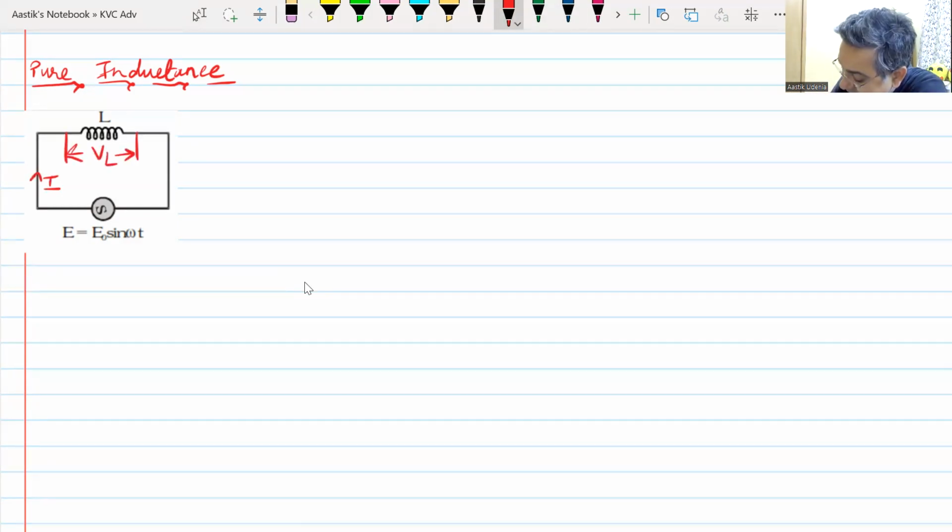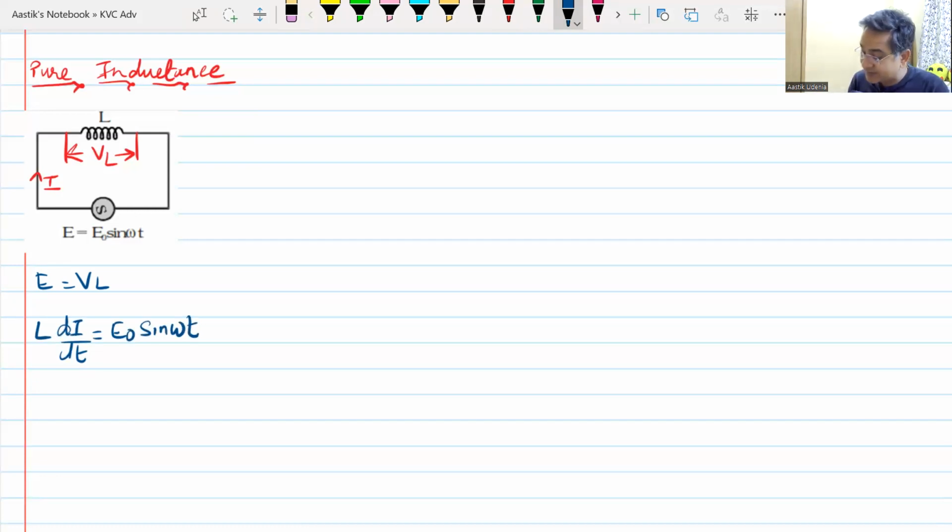You can write this E. You can write this E will be equal to VL, yes or no? Yes. Now, the voltage drop across the inductor, if you remember, will be equal to L into di by dt, yes or no? L into di by dt will be equal to E naught sine omega t.